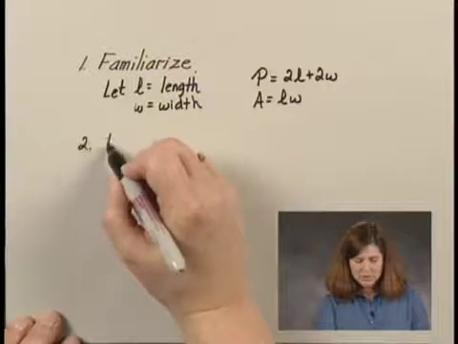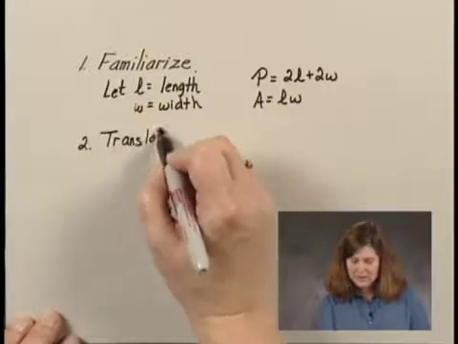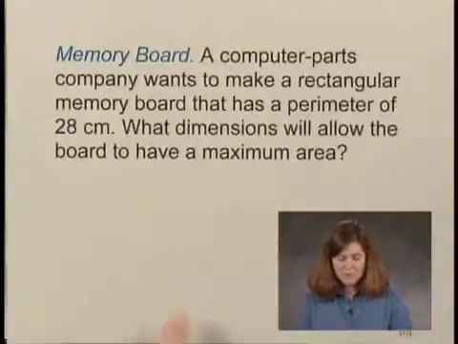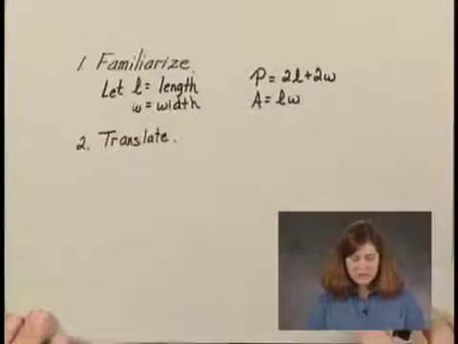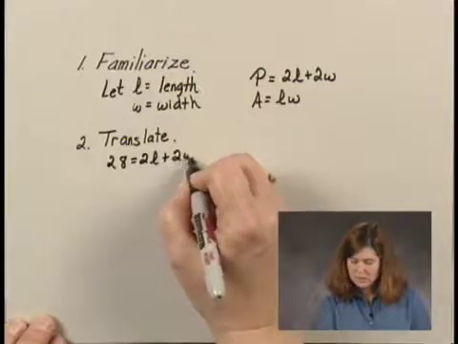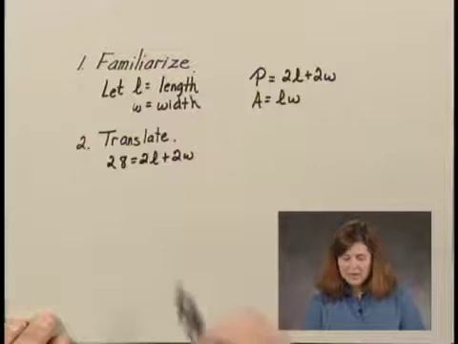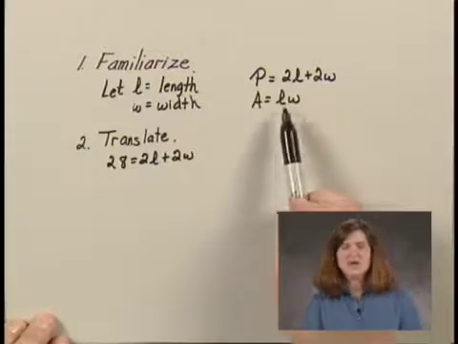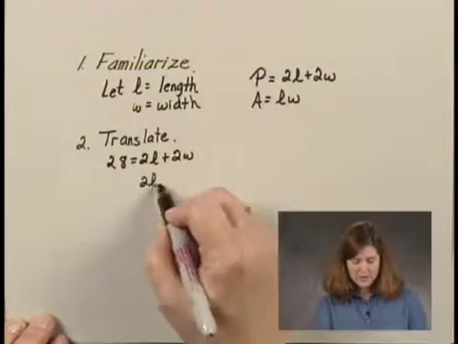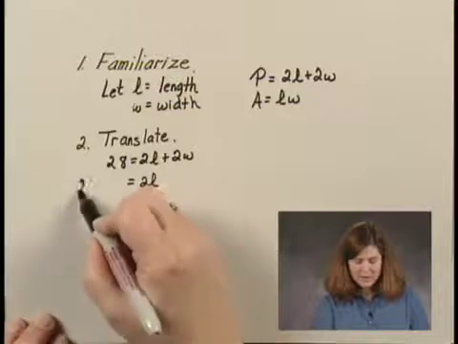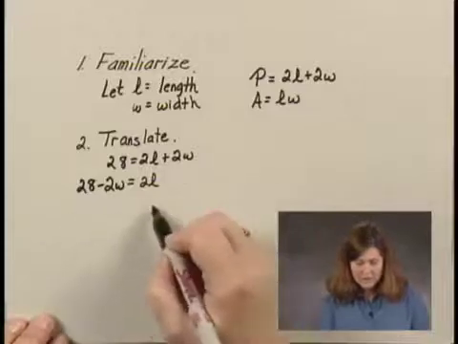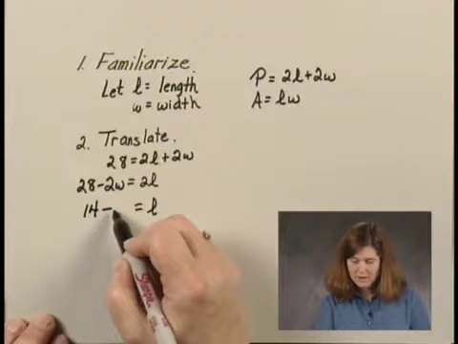So we'll go to step 2, translate. And we know something about the perimeter of the memory board. It's 28 centimeters. So we can say that 28 is 2 times the length plus 2 times the width. And let's go ahead and solve for the length so that we can substitute in the area and just have area with just width as the only variable. Subtracting 2w from both sides, we have 2 times the length is 28 minus 2w. And dividing everything by 2, we have that the length is 14 minus w.